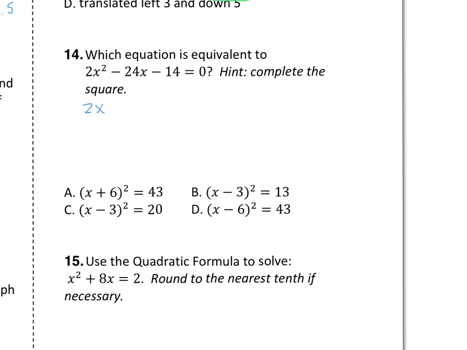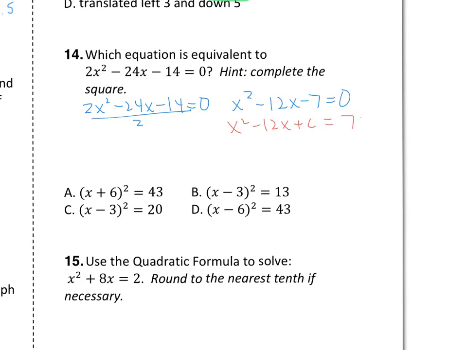I have 2x squared minus 24x minus 14 equals 0. First thing I'm going to do is divide everything by 2. So I get x squared minus 12x minus 7 equals 0. I'm going to move the 7 over because I don't have a perfect square trinomial. So I'm going to replace it with what should be there.